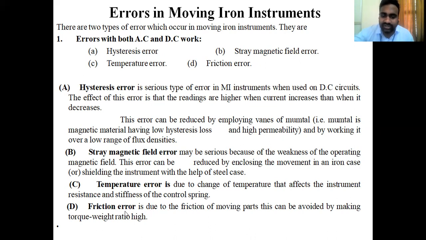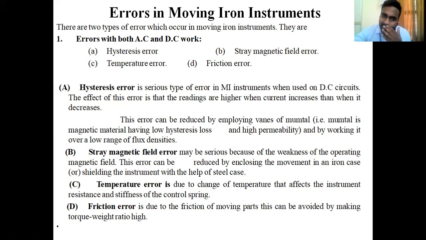The last one is friction error. The friction error is created at the point of the jewel bearings, where we connect the moving iron piece to the pointer. The moving iron piece and pointer are connected with the help of a small jewel bearing, and the rapid rupture between the moving iron and pointer creates a sort of frequency error. So these are the errors of the moving iron instrument.